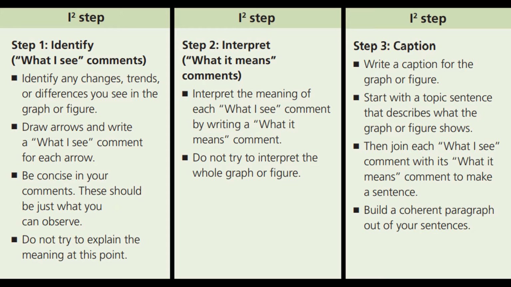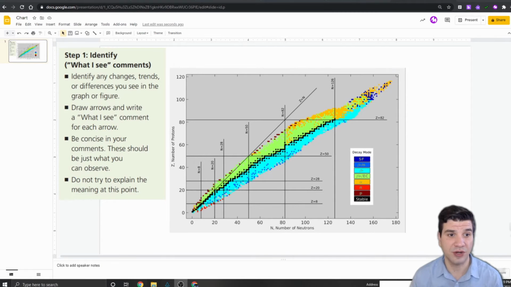So let's see if we can't interpret this chart. Now, step one for this strategy is to identify, and you're going to write down "what I see" comments. Identify any changes, trends, or differences you see in the graph or figure. Then draw arrows and write a "what I see" comment for each arrow. Be concise in your comments. These should be just what you can observe. Do not try to explain the meaning at this point.